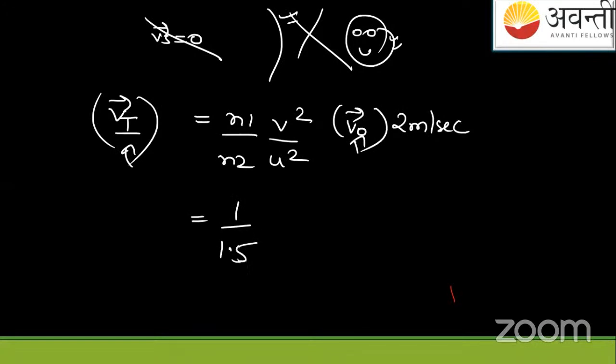V is what? 90. U is what? V value is what? It's 90 centimeter. We got it. 90 square. U is what? 30 square. 2 multiply.